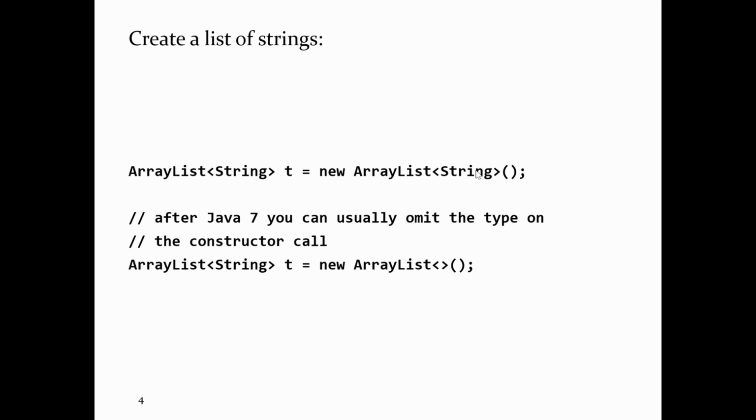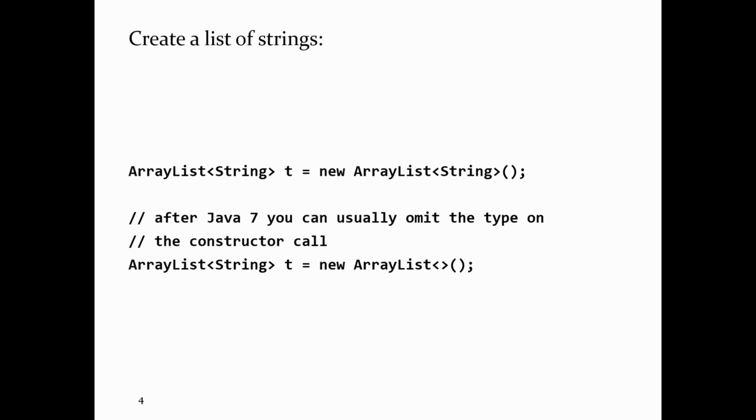In older versions of Java, you had to repeat the string. So here on the left-hand side, I say, hey, there's going to be a list of string. On the right-hand side, you had to repeat the string. And so the designers of the language quickly realized that this was very tedious. And so in a later version of the language, they let you omit the element type on the right-hand side. And so I'm always going to write it like that.